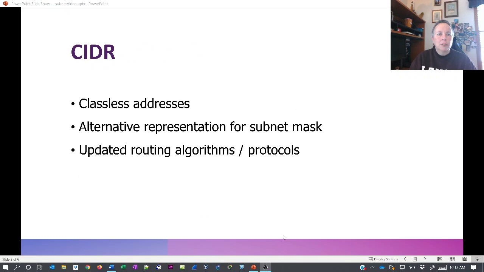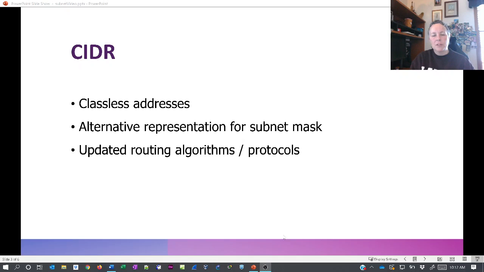Let's talk a little bit about what CIDR, or classless inter-domain routing, is. Your typical addressing is classful, so you have class A, class B, class C. But with classless addresses, you aren't limited to those classes. Really, CIDR is an alternate representation for the subnet mask, also known as slash notation.